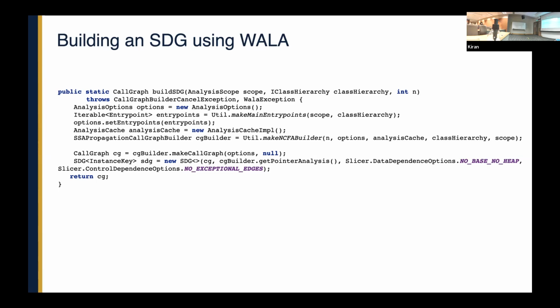So this is basically how you create a system dependency graph. You pass all the data structures that you created before, and now you specify how you would like to track data and control flow dependencies. Any questions so far?